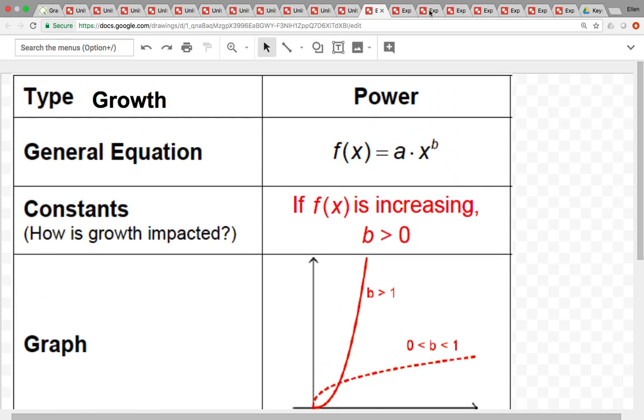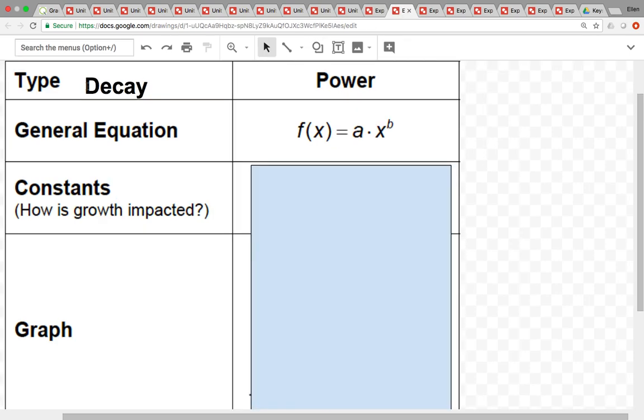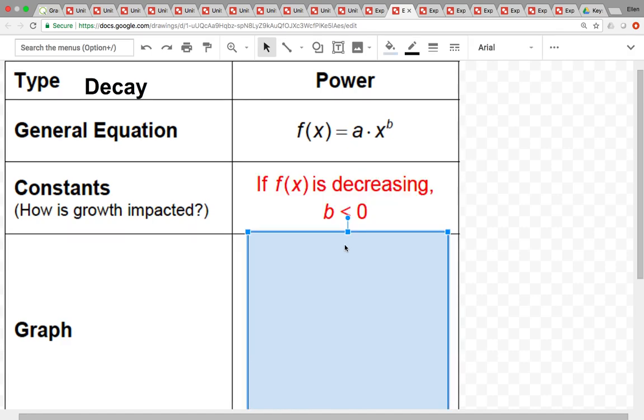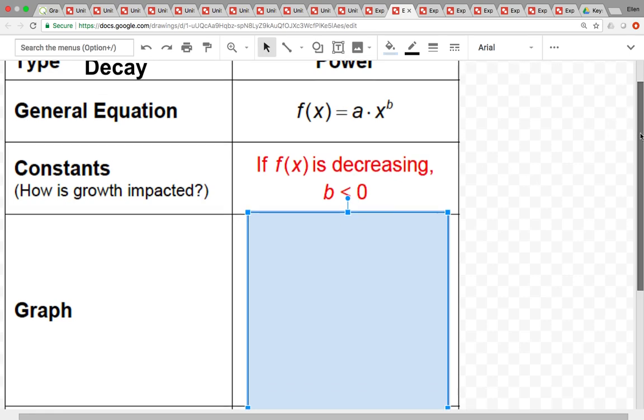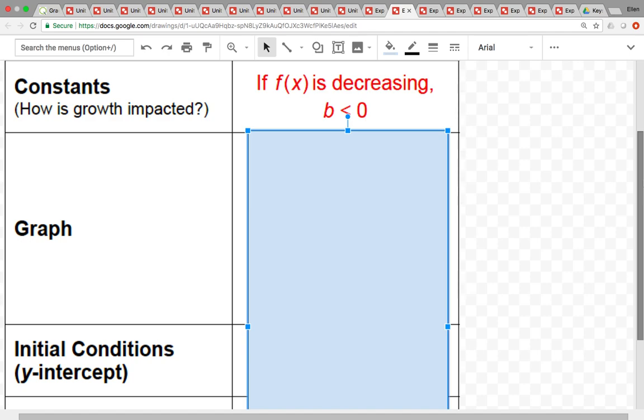Okay, so now let's look at our next power function. Now this one is decay. So make sure when you're taking these notes that you look at the top left corner where it says growth or decay, so that you have it on the right side. Notice your power function equation is essentially the same. You have some number a times x raised to another number. And with decay, your b value is going to be less than 0.